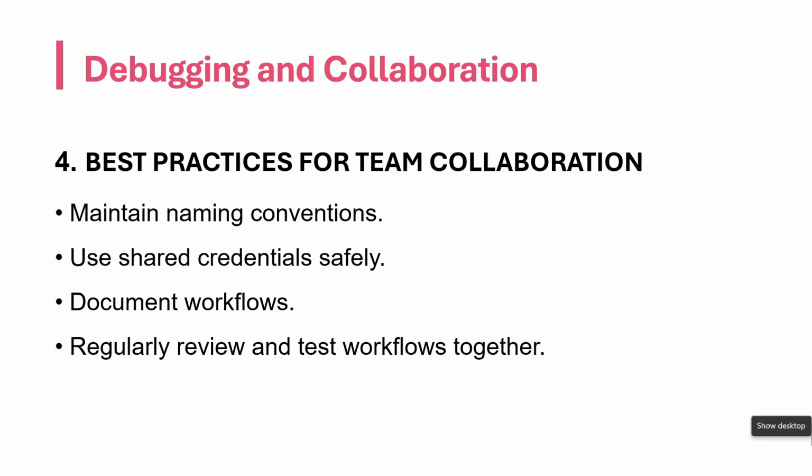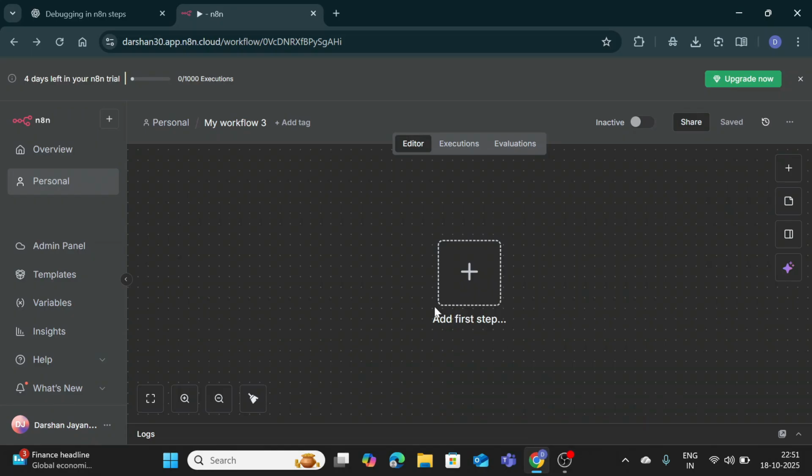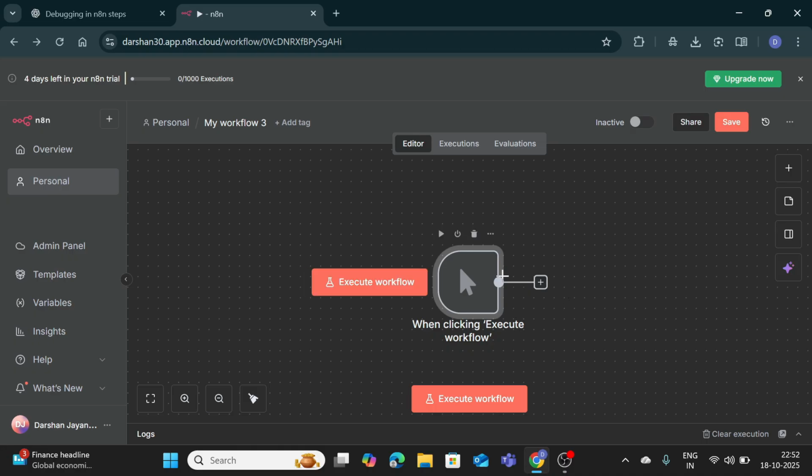So these were the two major features of n8n, that is debugging and collaboration. Now we will see the live demo for debugging. So let's move to the screen. Now here I am going to explain how debug works. Debug is a very easy thing that lets you know how you can find your errors, what kind of error it is, and how to solve it. So for that, I will select manual trigger.